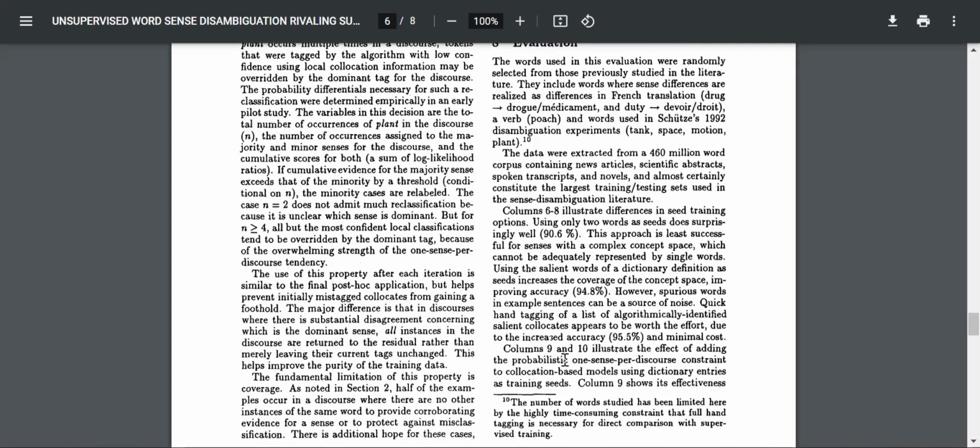So basically what they're saying is, if you want to directly compare with supervised training, you need to do full hand tagging, which takes time. So then this process will be very time consuming. The data were extracted from a 460 million word corpus containing news articles, scientific abstracts, spoken transcripts, all this stuff. Columns 6 to 8 illustrate differences in seed training options. Using only two words as seeds does surprisingly well.